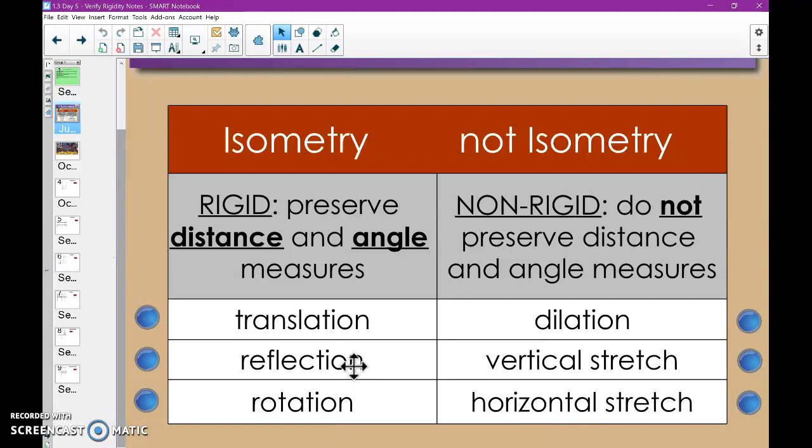And on your notes page, you'll see that there's a chart where you can fill in either the word rigid or the word non-rigid. And then for each of those pictures before the independent practice, I want you to label them with what type it is and say whether it's rigid or non-rigid and put something in there about why, because this is going to be a question on your quiz tomorrow.